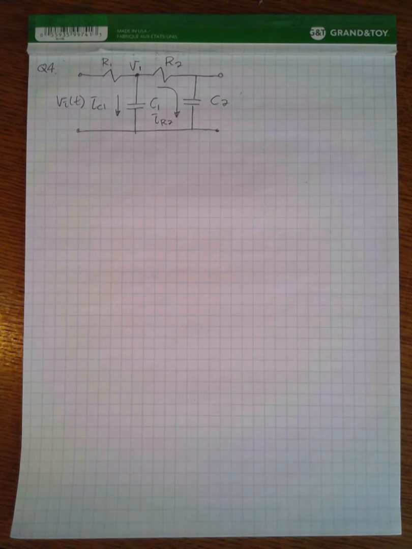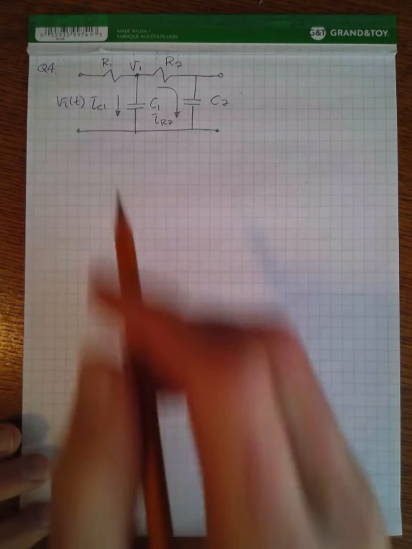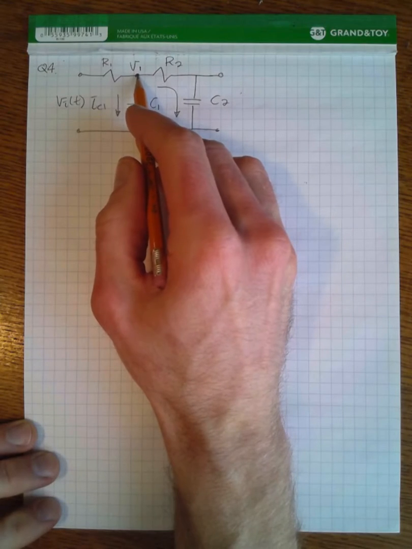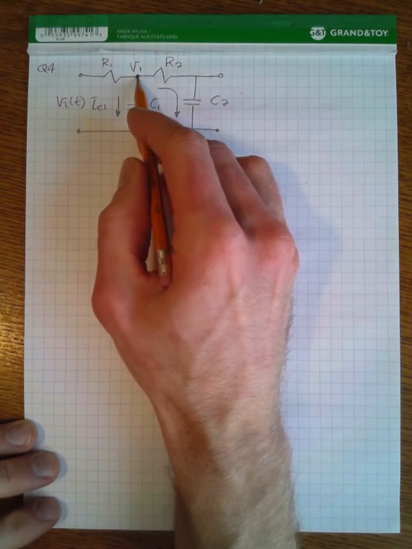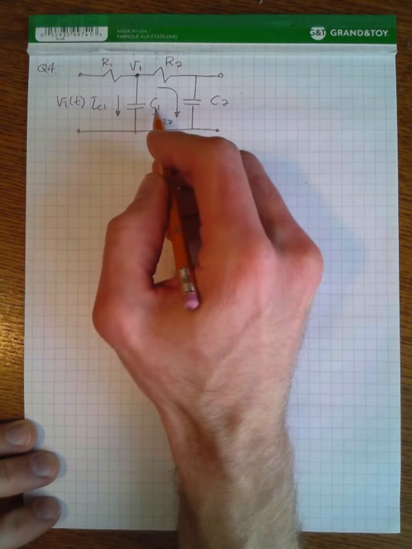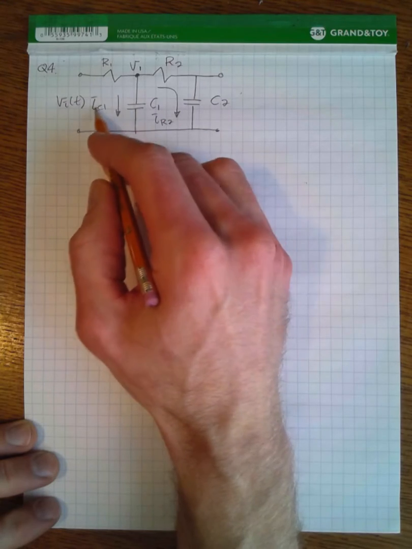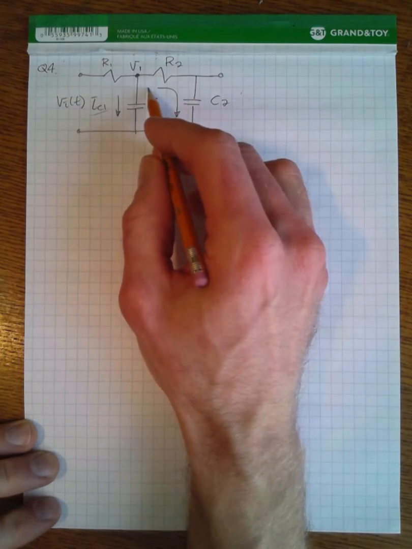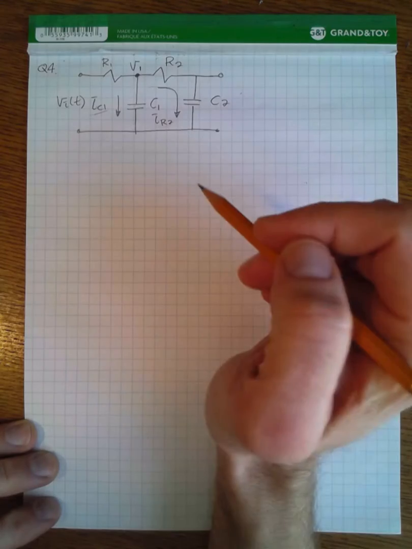Okay, question 4 was the circuit analysis question, basically. So we have 2 resistors and 2 capacitors. I've redrawn the diagram with a few more intermediate things. I'm going to define the voltage between the resistors as V1, the current through capacitor 1 as IC1, and then the current around this loop as IR1.